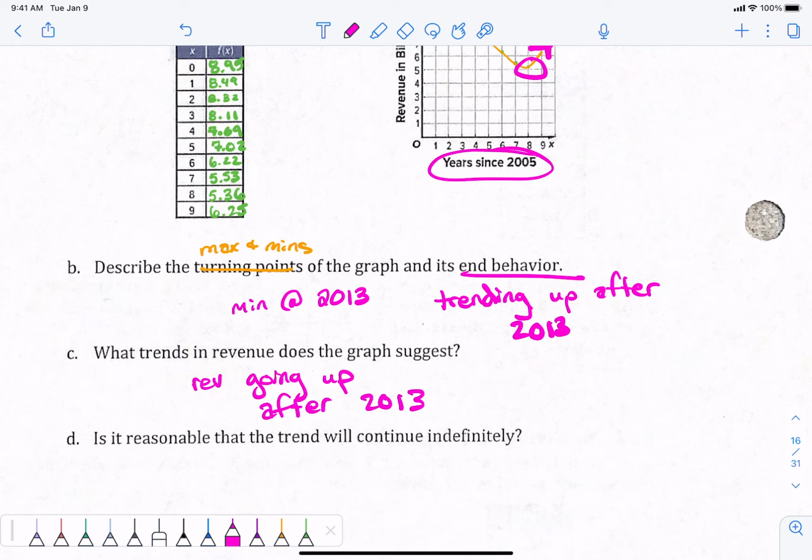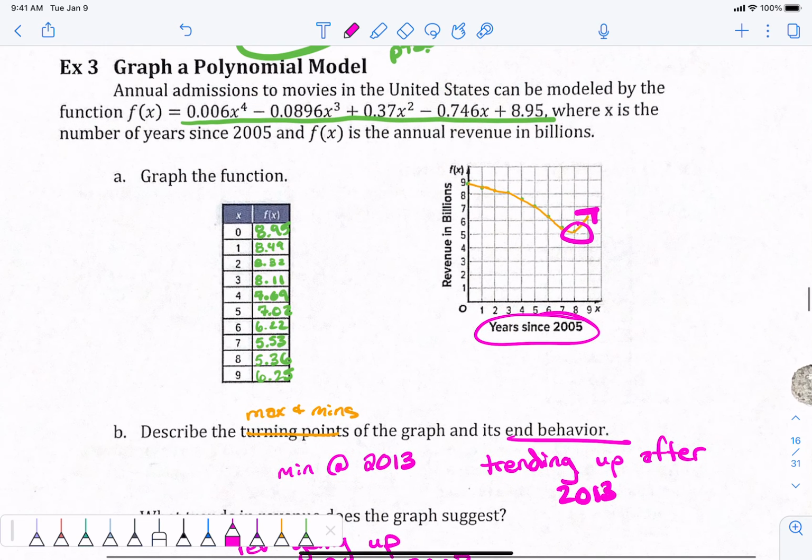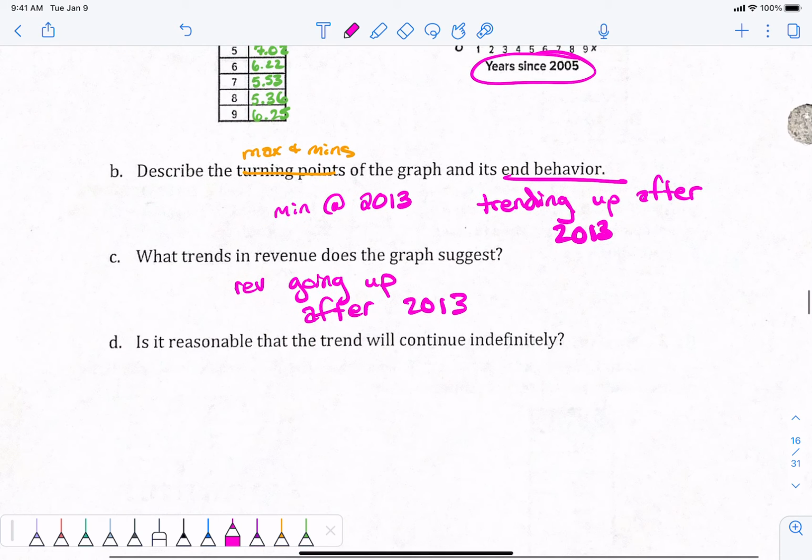And we're going to run out of people, or we're going to run out of seats in the movie theater at some point, right? Or whatever we're doing. So yeah, it's not going to continue up forever and ever. It's going to level off at some point or go down. So I'm just going to say no, for obvious reasons. It's not going to go up forever. Common sense, right?